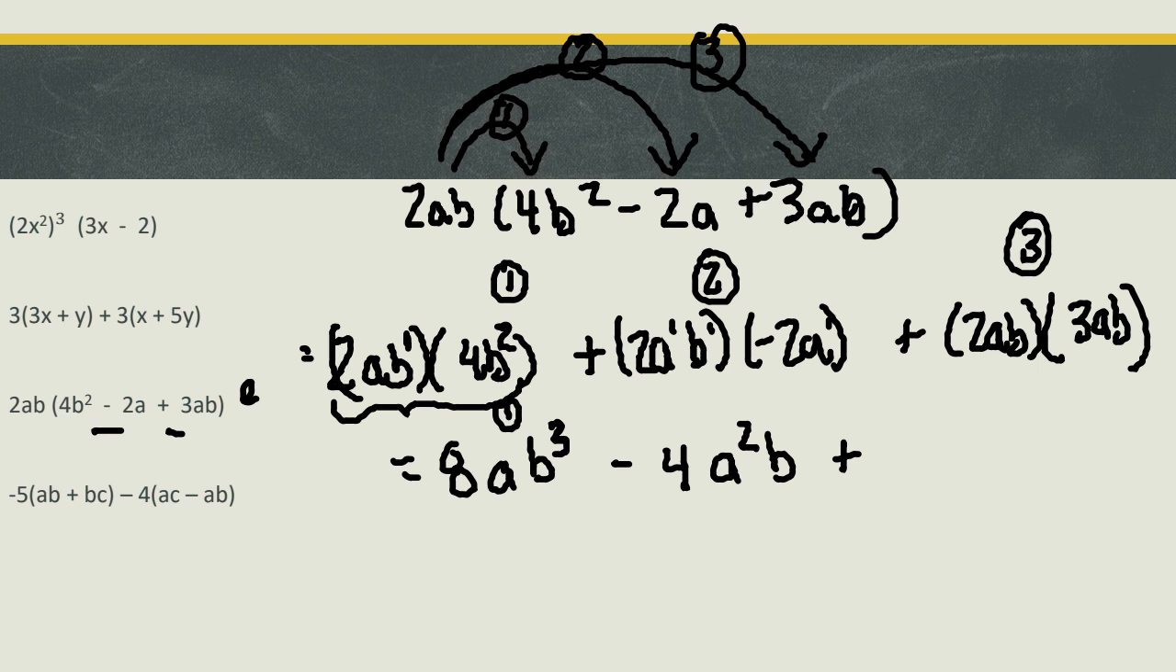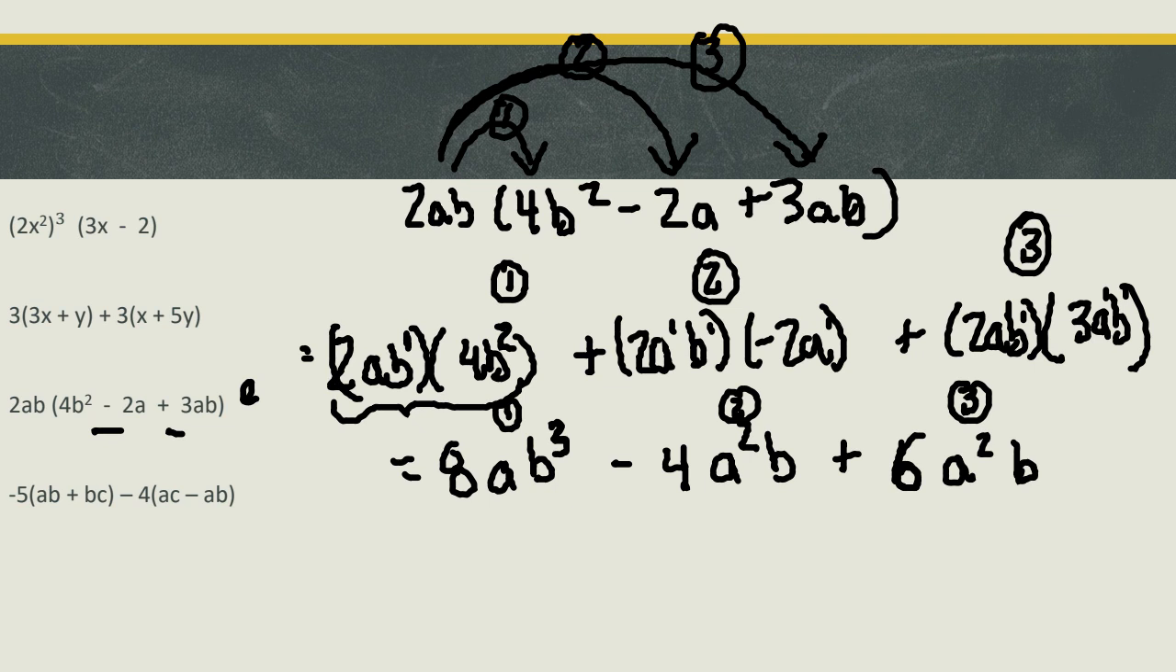So now in the last one, I have a 2 times a 3. That gives me a 6. I have an a squared because there's 1s all over these, and a b squared. So I'm just adding those exponents.